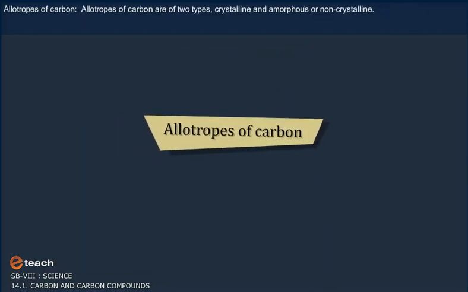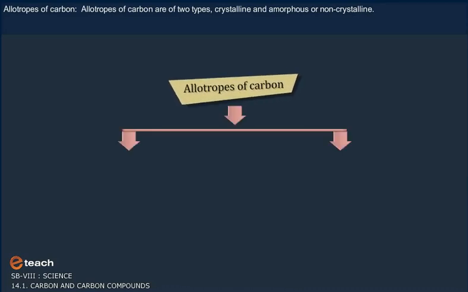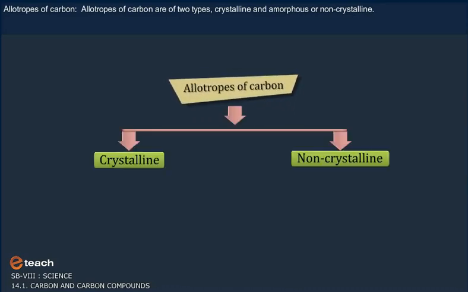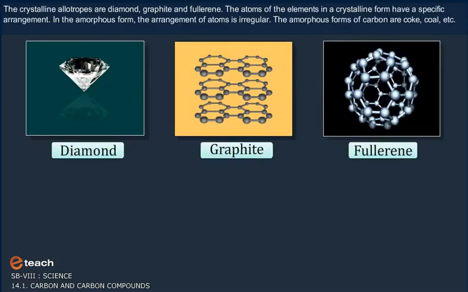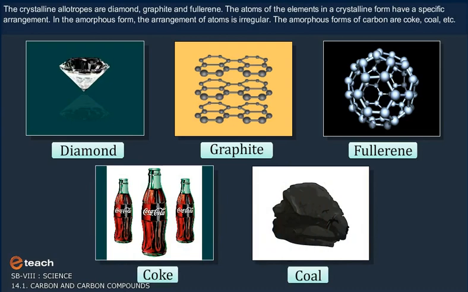Allotropes of carbon. Allotropes of carbon are of two types, crystalline and amorphous or non-crystalline. The crystalline allotropes are diamond, graphite, and fullerenes. The atoms of the elements in the crystalline form have a specific arrangement. In the amorphous form, the arrangement of atoms is irregular. The amorphous forms of carbon are coke, coal, etc.